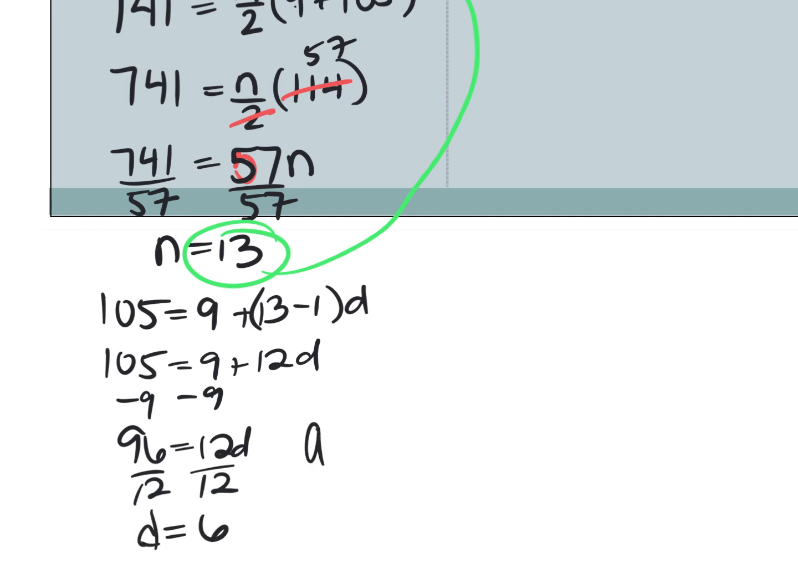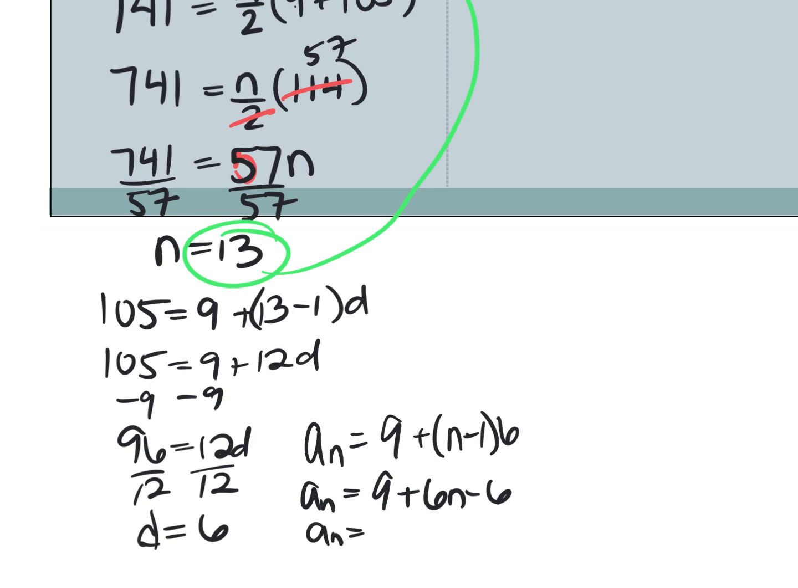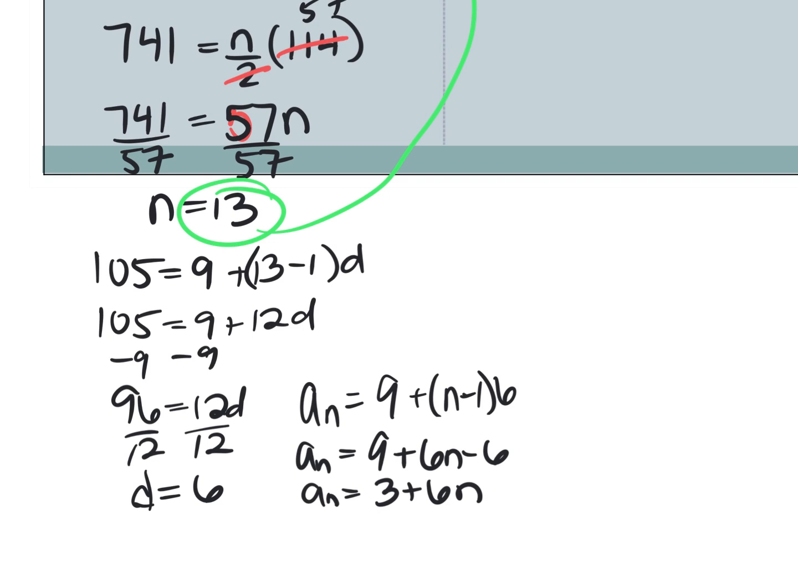And now I can write my equation. An equals a1, we found was 9, plus n minus 1 times the common difference of 6. 6n minus 6 equals an. 9 minus 6 is 3 plus 6n. So we have to use both equations sometimes. Sometimes we're given different pieces of information. I like to plug everything into both equations and see which one can I solve. And if I have 2 variables and 2 equations, I might need to use a system of equations.